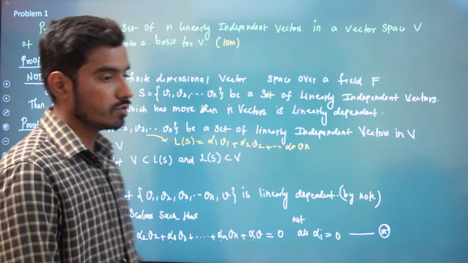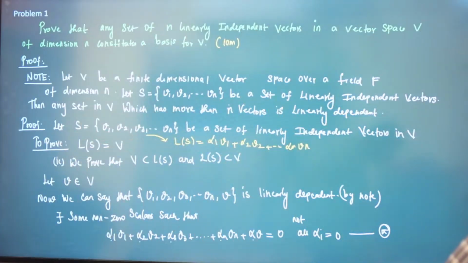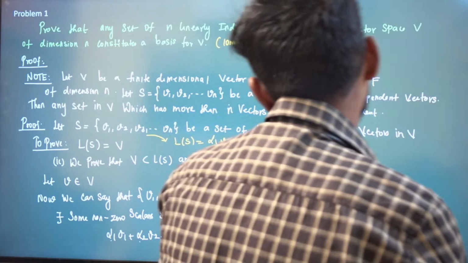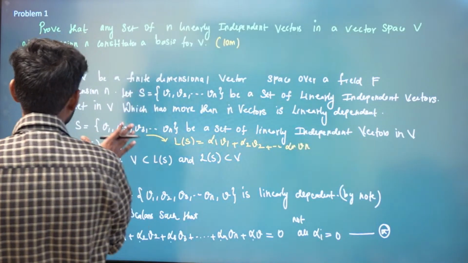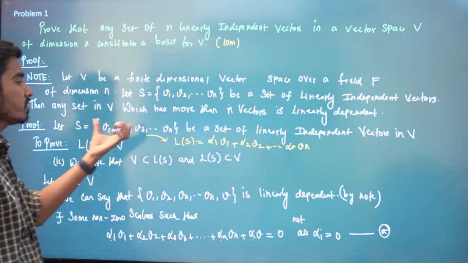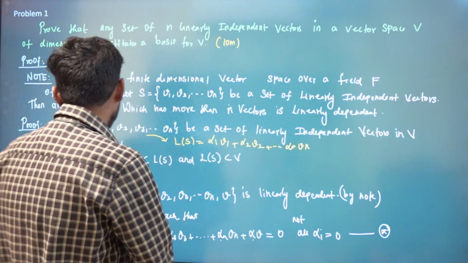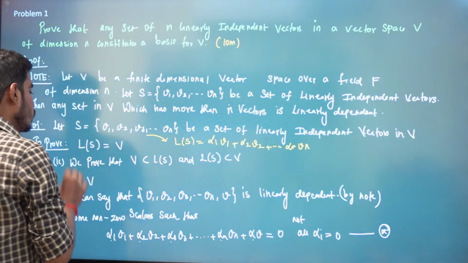So, very simple proof. We need to prove that for a finite dimensional vector space V of dimension n, a linearly independent set alone guarantees that it is a basis. If a set is linearly independent, we need to prove it automatically spans our vector space. So we have constructed a set S, which is a linearly independent set. Now I need to prove L of S is equal to V.